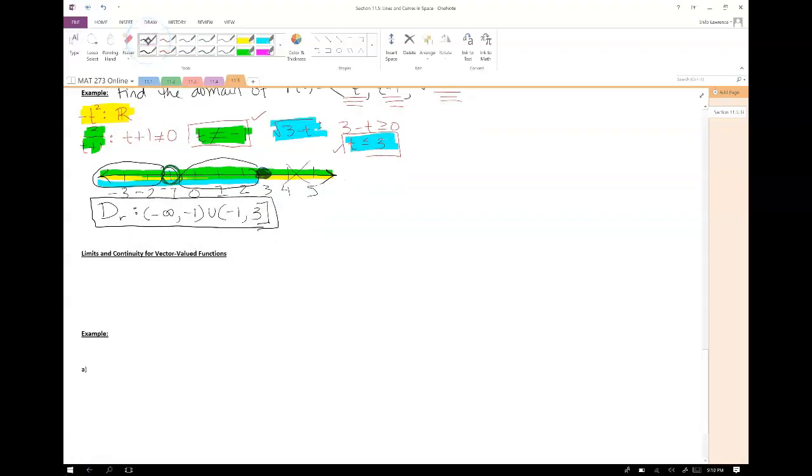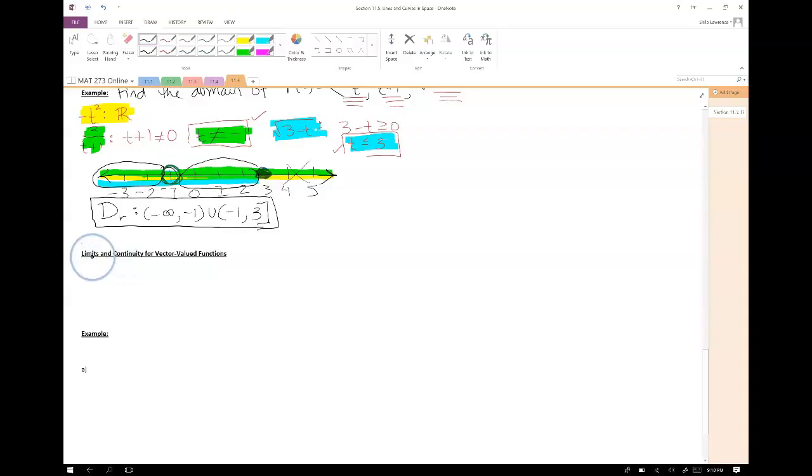The last topic for this section, we're going to start talking about some calculus for these vector valued functions. What we've done so far was graphing and domain, and that's all algebraic aspects of our vector valued functions. And now here at the end of this section and for the next couple sections, we're going to talk about some of the calculus aspects.